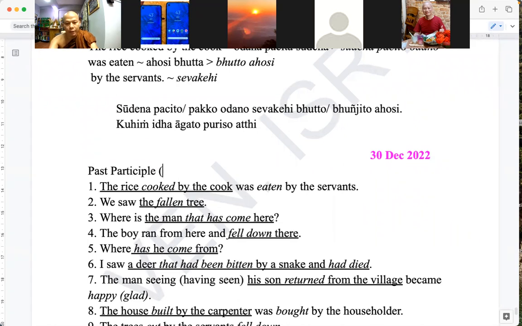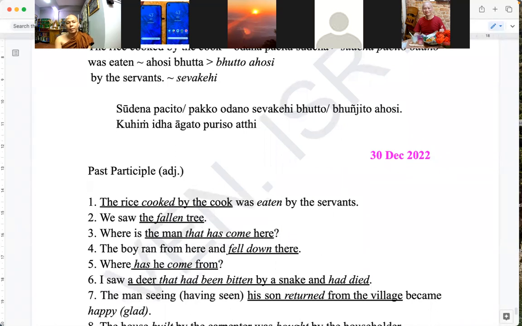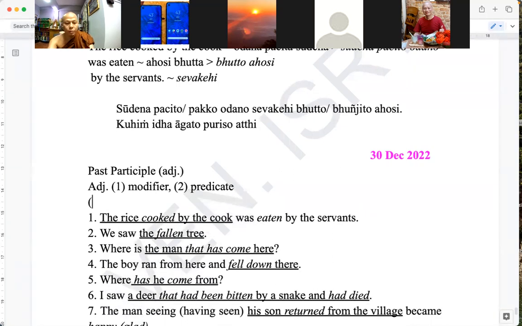So the past participle is an adjective, and we are using adjectives in Pali. So an adjective can be used as a modifier and also in a predicate function. If we use that adjective as a modifier, then the adjective and the noun modified by that adjective will be the same in gender, number, and case.